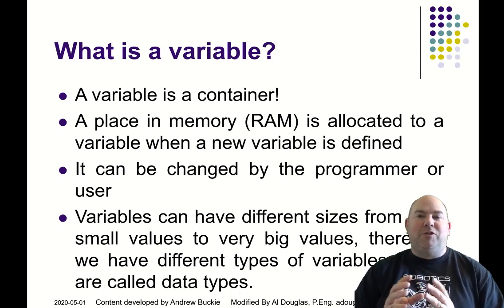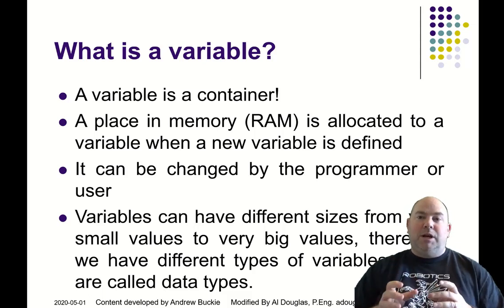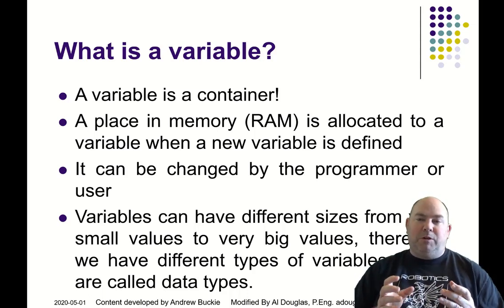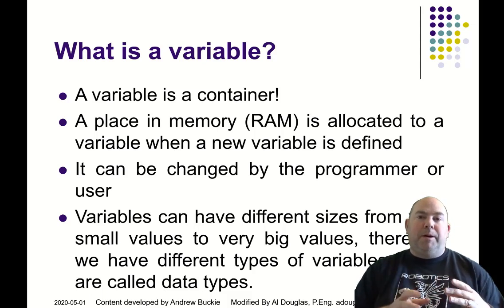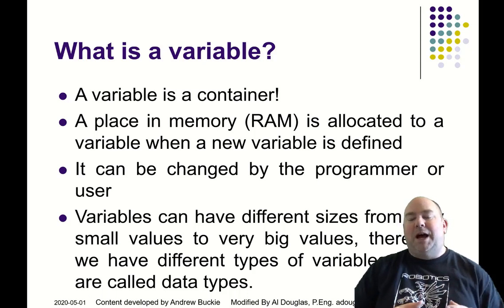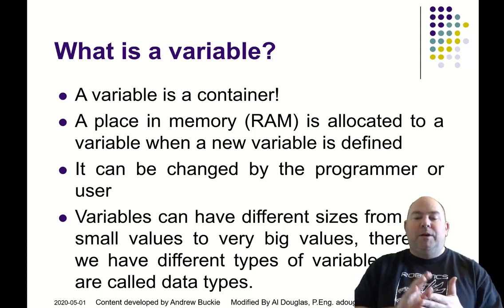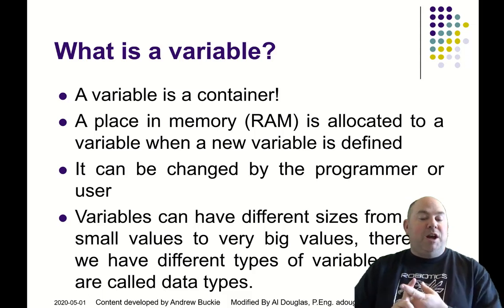So a variable is basically a container. It is a place to store information. Okay, we're going to use variables a lot in our programs. That's the whole purpose of programming, is being able to use variables for different things. But a variable, you can think of it as a bucket, a basket, something where you put pieces of information to be stored for later use. Or a place in memory allocated to where a variable is defined. Something that can be changed by the programmer or by the user. That's a good way to think of it.